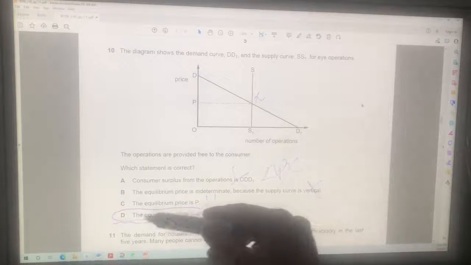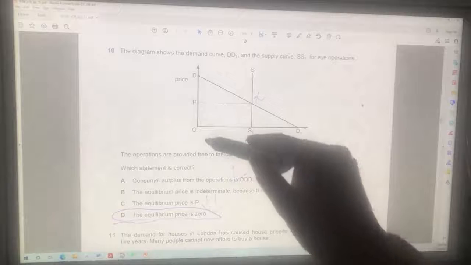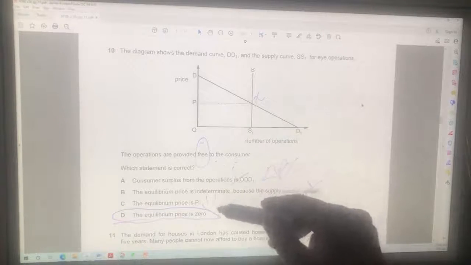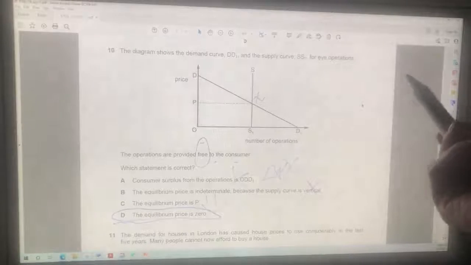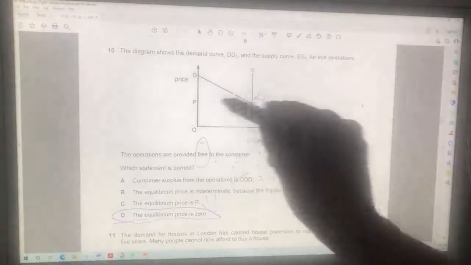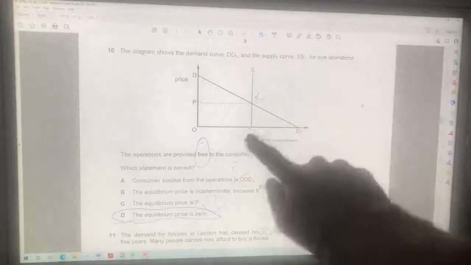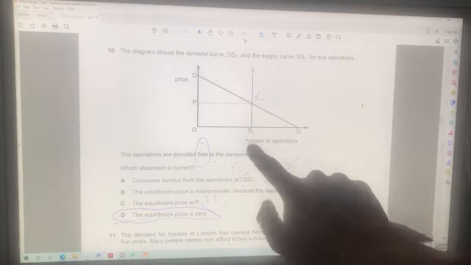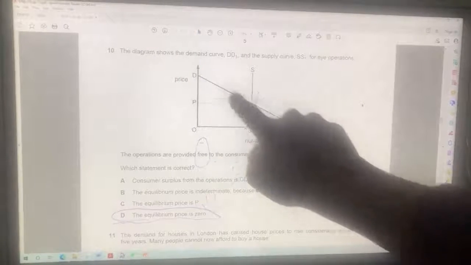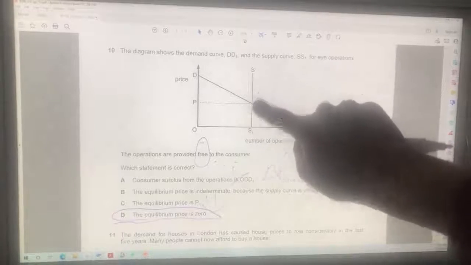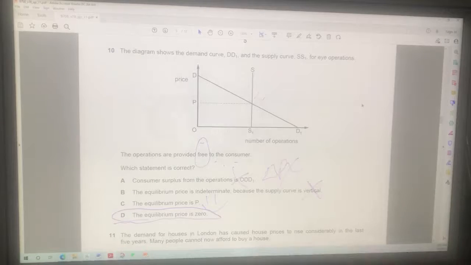D says the equilibrium price is 0. Now, if something is free to the consumer, that doesn't mean the equilibrium price is 0. The government is paying for this, and there's a cost for I operations. So somewhere is an optimal amount of I operations for the government to provide. And that quantity is here because the cost is here. And this is the most allocatively efficient, right? Cost matches demand, or marginal cost equals average revenue. There's no revenue. You see, C is the answer for question 10.